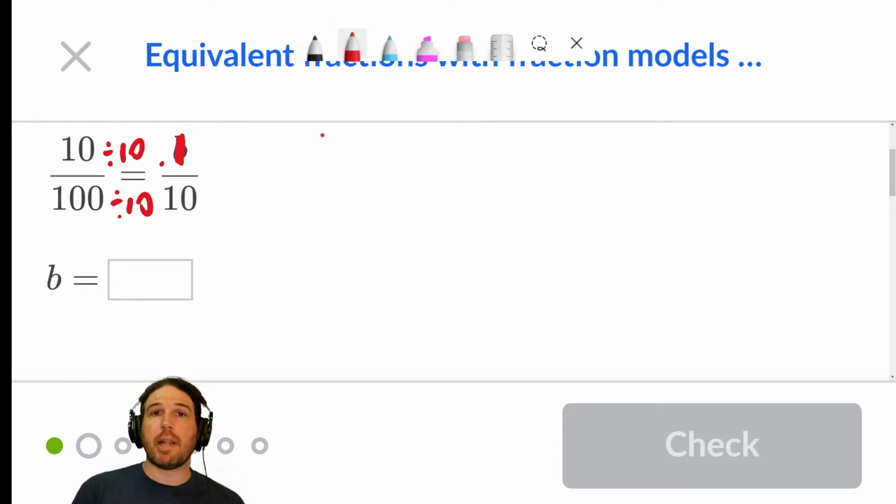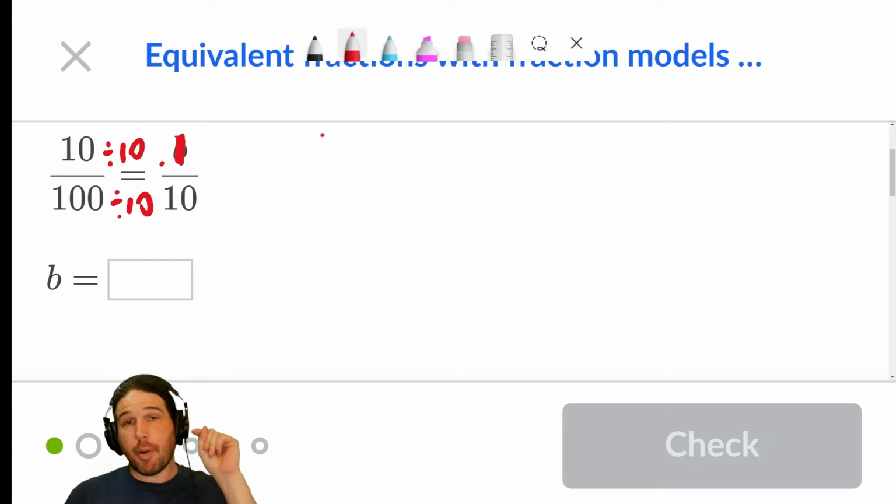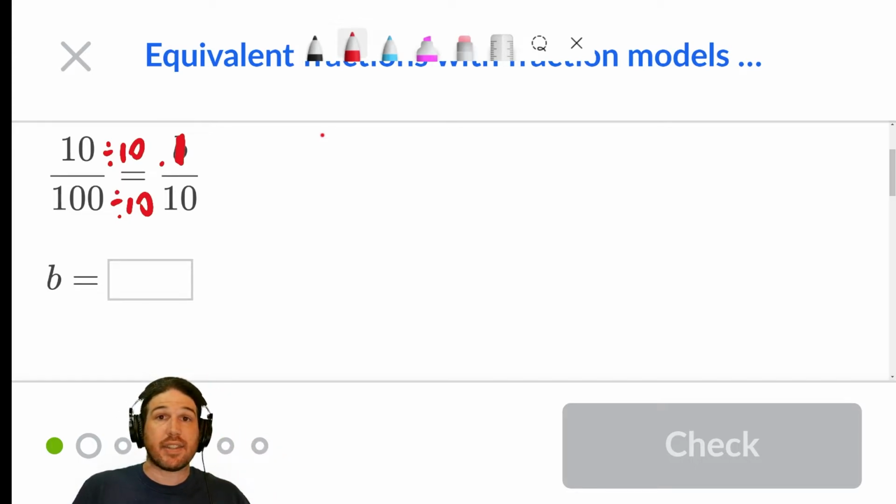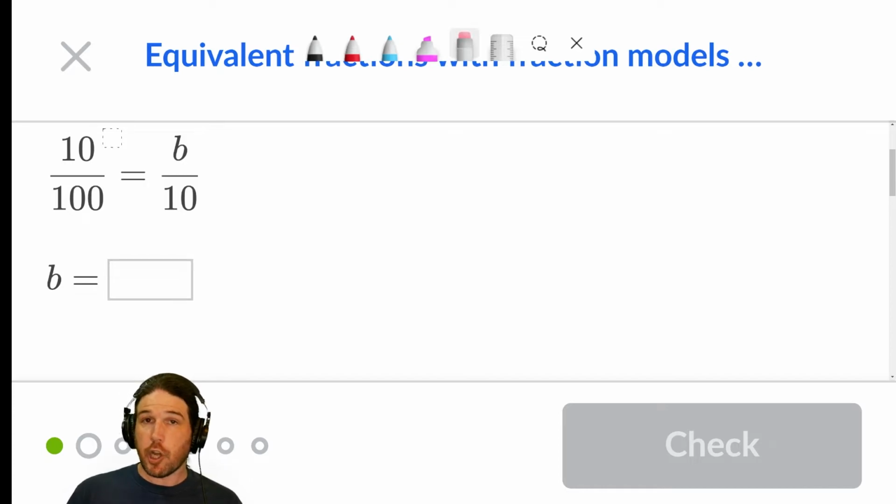You can multiply or divide the top and bottom of any fraction, so long as it's the same on the top and bottom, you're fine. All you're doing is putting that fraction into a different form that is still equivalent to the original fraction. You're not changing the value at all. You're just changing how it looks, which is a theme that comes up a lot in math. So B is 1.